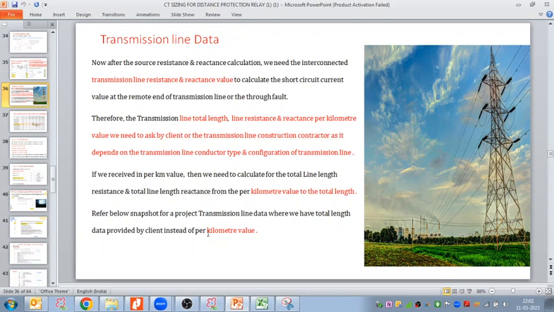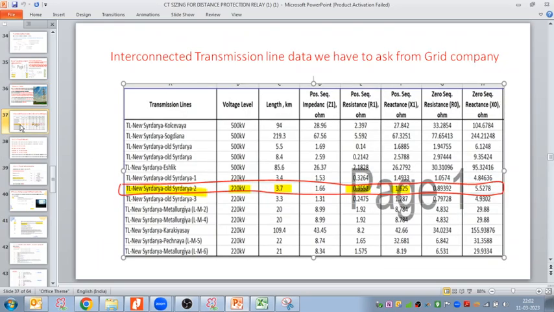Let me show you one project case for the transmission line. We are doing a project, and in that case we asked for the transmission line resistance and reactance. What we received from the client, we took a snapshot here. The interconnected transmission line data we have to ask from that company, the transmission line contractor. There are many transmission lines we have. Now there is one more important point.